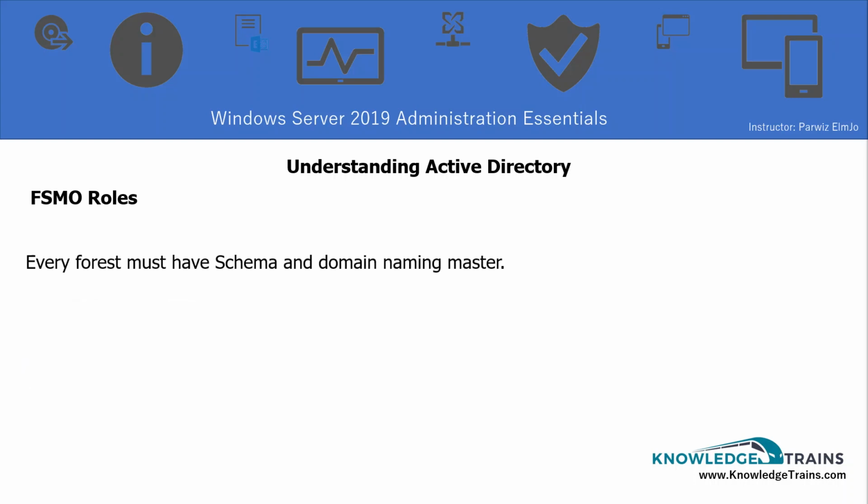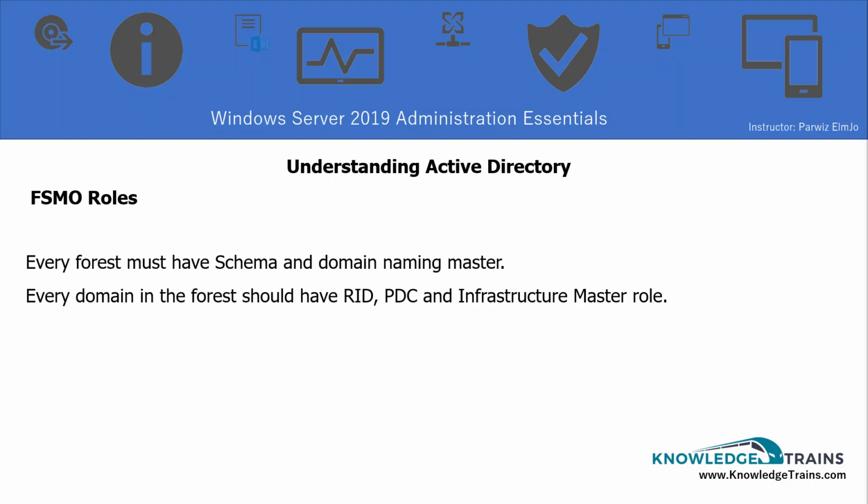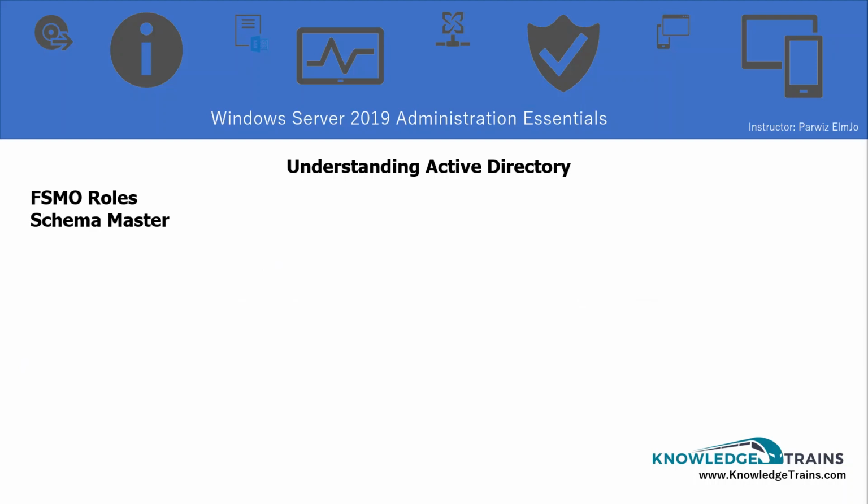So when it comes to FSMO roles, every forest must have the schema and domain naming master, and then every domain in the forest should have the RID, PDC, and infrastructure master role. So they should have that. And if you don't have those in place, your Active Directory will no longer function. It will no longer work.